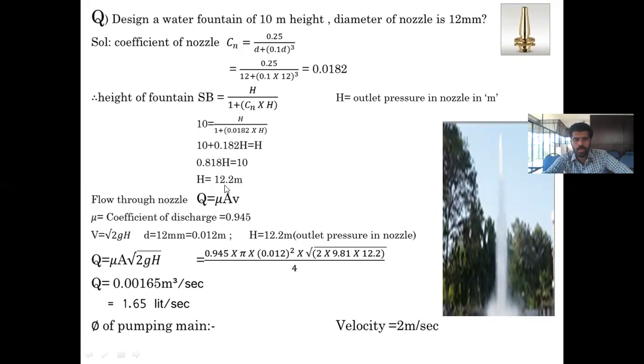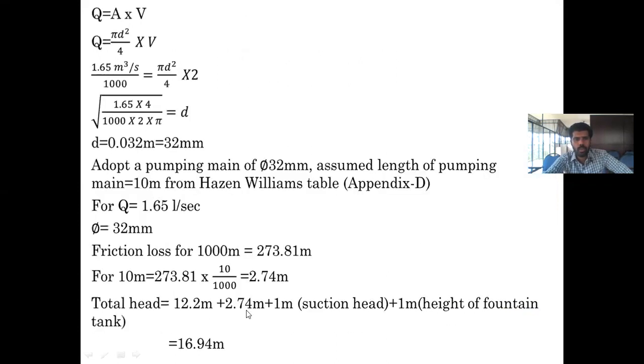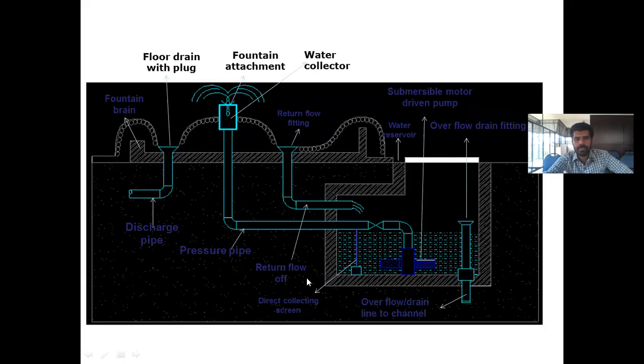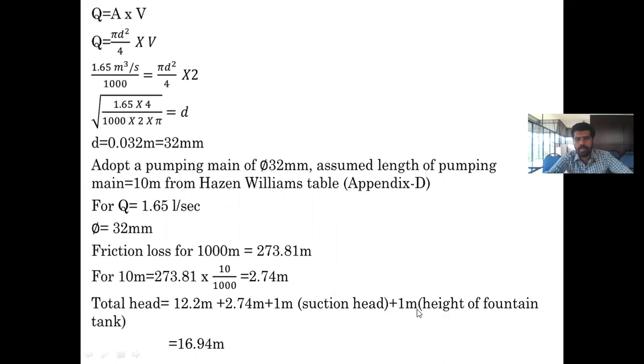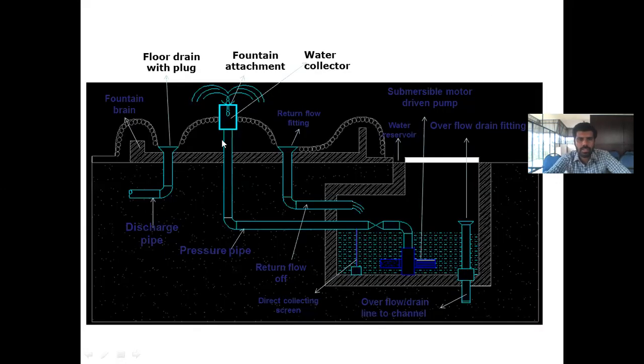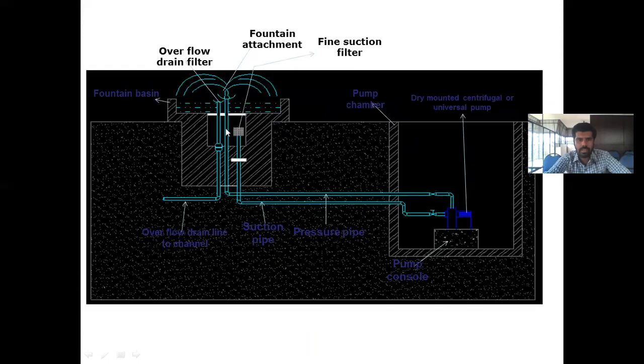So 12.2 plus 2.74, that is the friction loss that we have to add. Then 1 meter suction head. So suction head, you can take this as 1 meter. Okay, this is suction head, you can take as 1 meter height. Plus 1 meter height of the fountain tank. So you can take this also as a 1 meter height, for example.